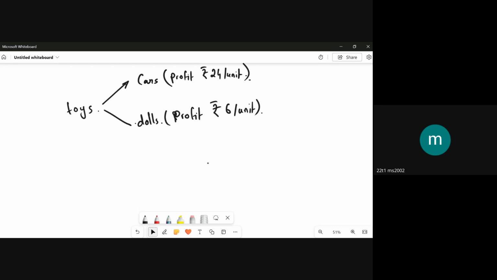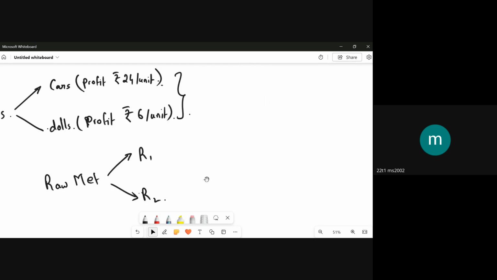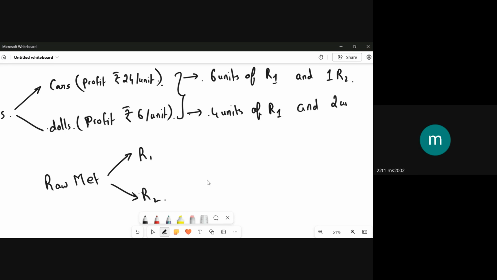So I have 2 products, and I make a profit on the 2 products that I sell. To make these 2 products, I require 2 raw materials, R1 and let's say R2. For every car, I need 6 units of R1 and 1 unit of R2. And for every doll, I need 4 units of R1 and 2 units of R2. That is the requirement for me to make 1 car and 1 doll respectively.